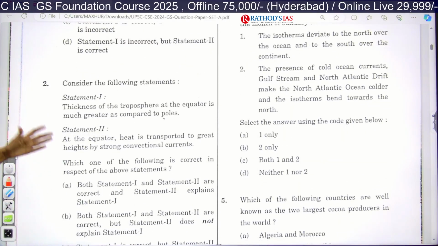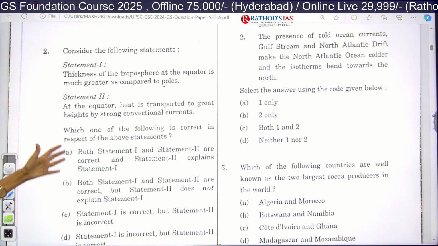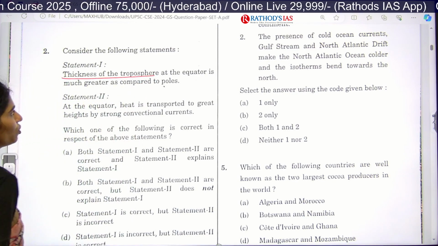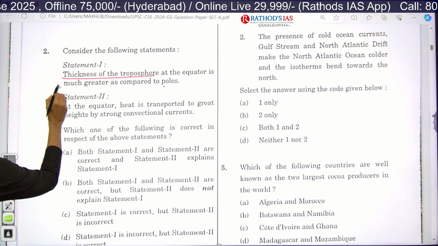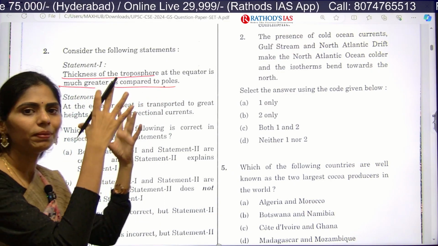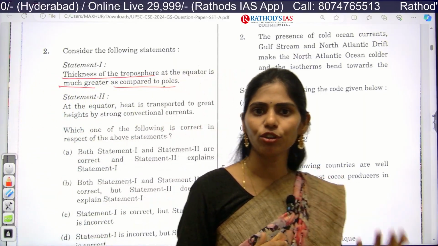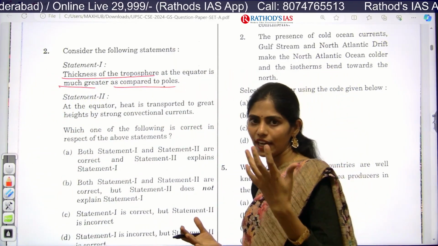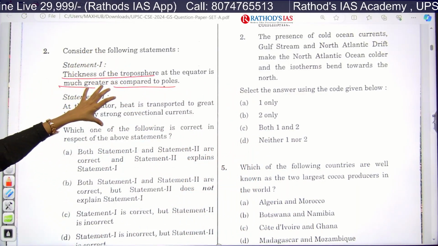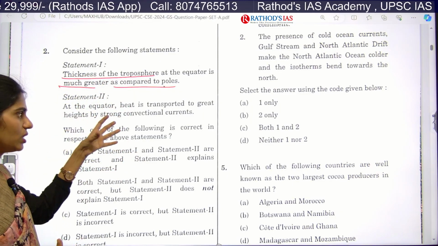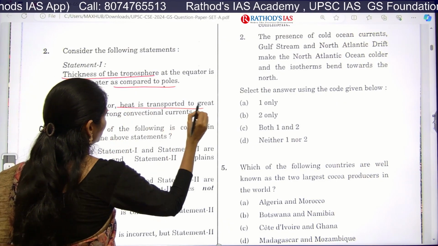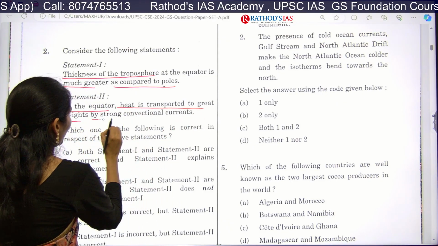And the next question is also in the same format, that is, statement-wise. The first statement in the second question is: thickness of the troposphere at the equator is much greater as compared to that of the poles. If you know the basic layers of our atmosphere, we have troposphere, stratosphere, mesosphere, ionosphere, right? If you know exactly the thickness, then you can answer this question very easily. And the second statement is: at the equator, the heat is transported to great heights by strong convectional currents.